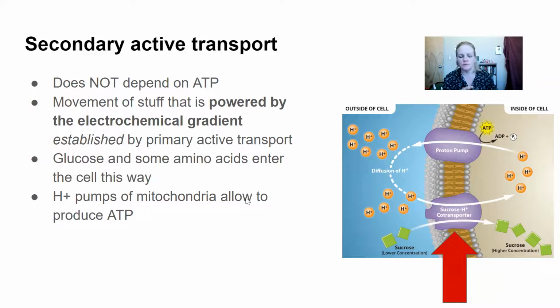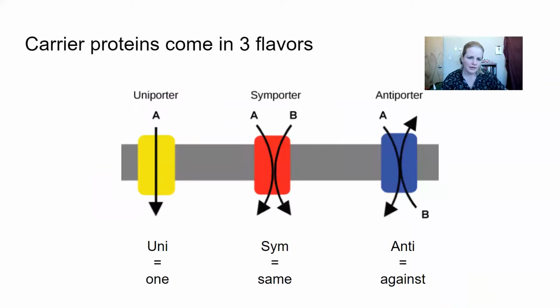So the point is that this protein is moving stuff, it's using energy, but it's not moving ions, and it's not directly using ATP. And that's the big difference between primary and secondary. Primary uses ATP, it's moving ions. Secondary, not using ATP, moving other stuff that's not ions.